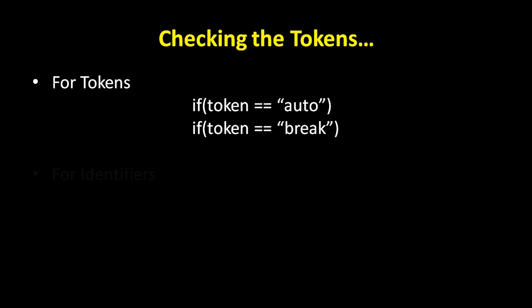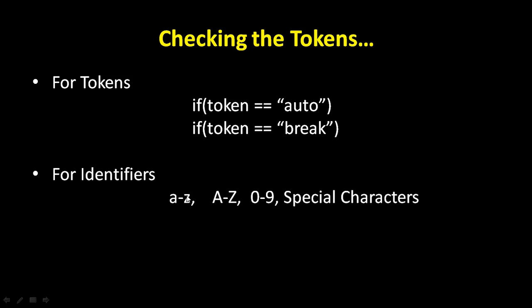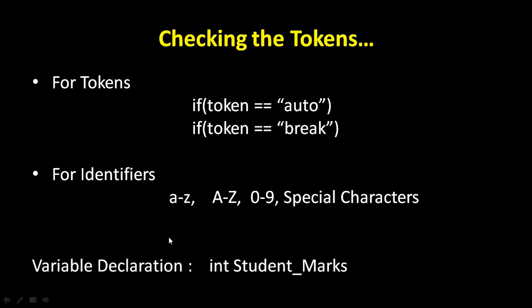Suppose these tokens may be identifiers. Identifiers are formed from these rules. There may be small a to z or capital A to Z, using 0 to 9 or some special characters. So the combination may be different. The variable may be declared like this: int student_marks. So we cannot predict the combinations of words like keywords. Checking the tokens for identifiers is much more difficult compared to keywords, because keywords are predefined words, but identifiers may be any combination of words from these rules.